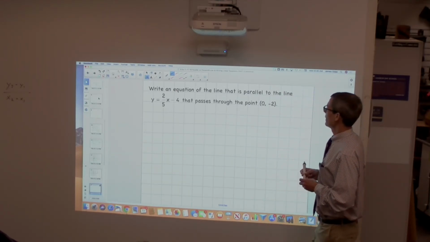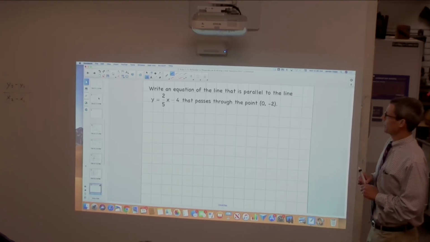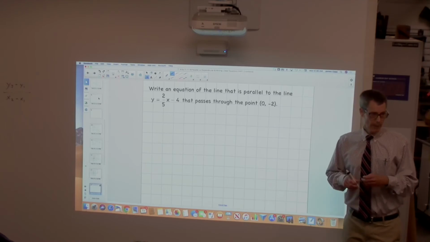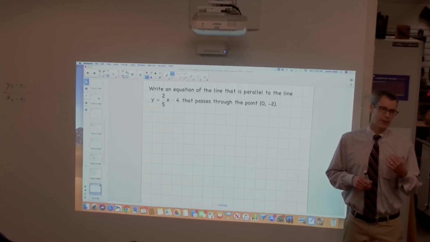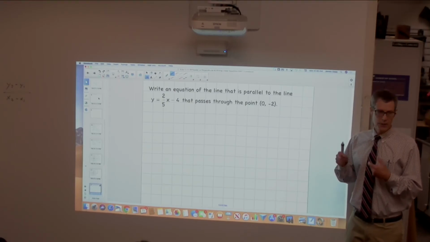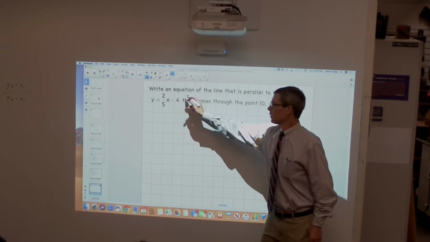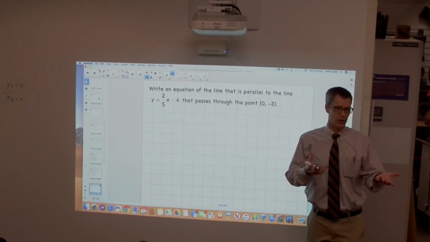Write an equation of the line that's parallel to the line y equals 2/5 x minus 4 that passes through the point (0, -2). Remember what I said when you read math problems? The first time you read them, just read them all the way through, and it might not make any sense. Then start making sense of it. Look for little pieces that are important. Write an equation. That's what we've been doing pretty much all day.